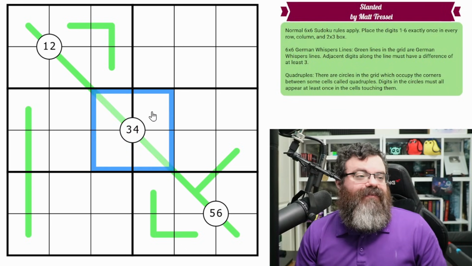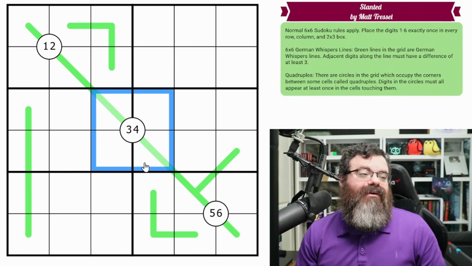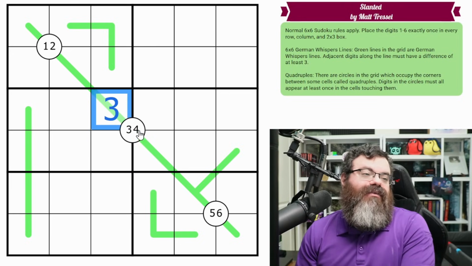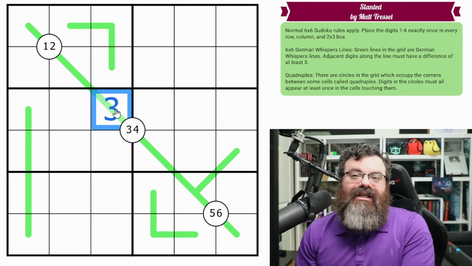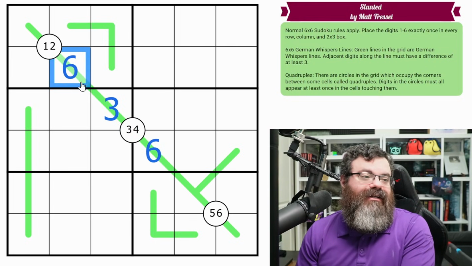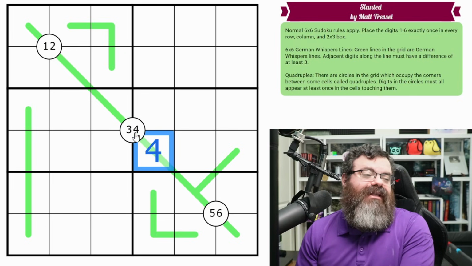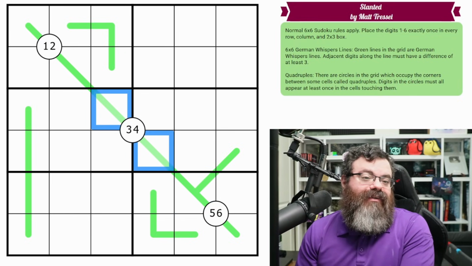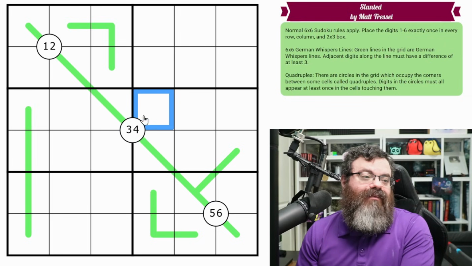All right. This 3, 4 is interesting to me because 3 and 4 are special digits for German whispers. If you think about a 3, there is only one digit that is 3 away from a 3, and that is the 6. So a 3 here would force a 6 here and a 6 here. 4 is similar. The only digit is 1. So a 4 would put a 1 here and a 1 here or something like that. So this is definitely not a 3-4 pair, meaning at least one of the 3-4s escapes out.